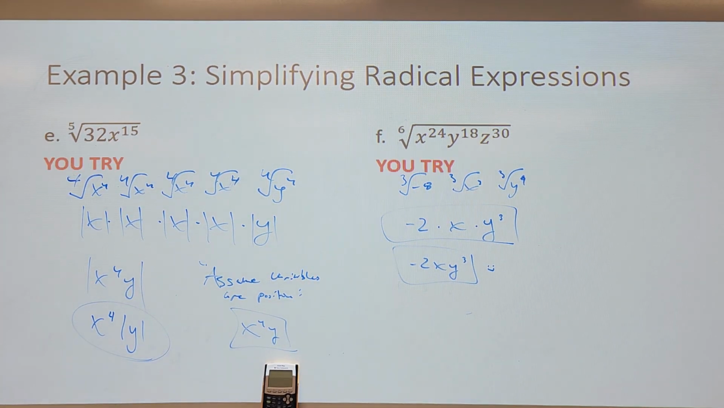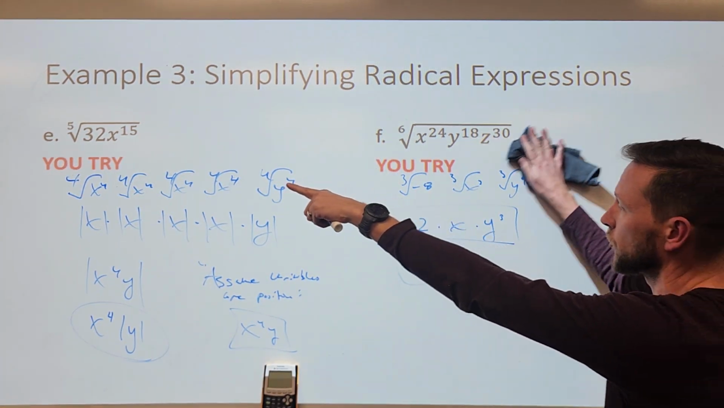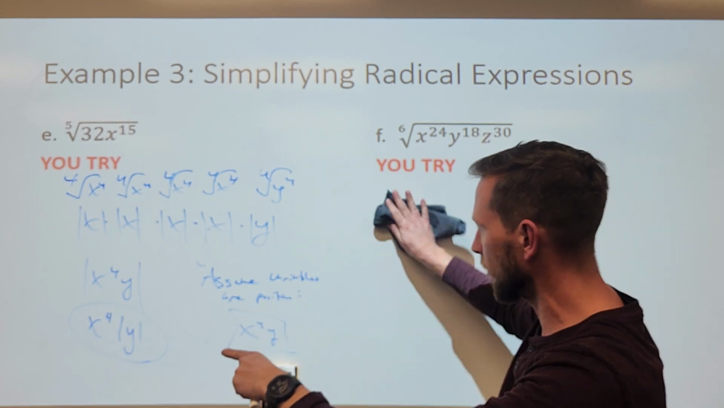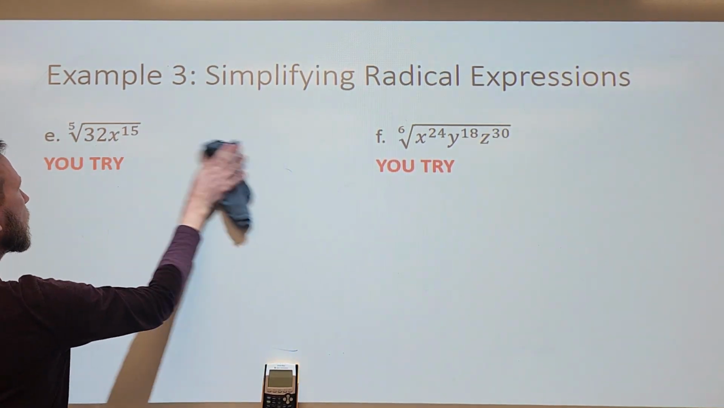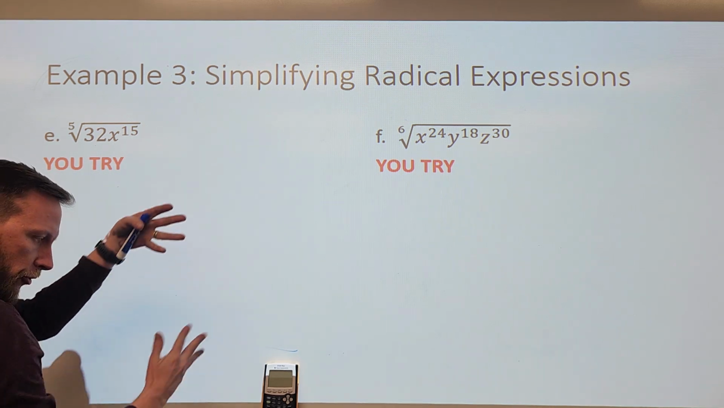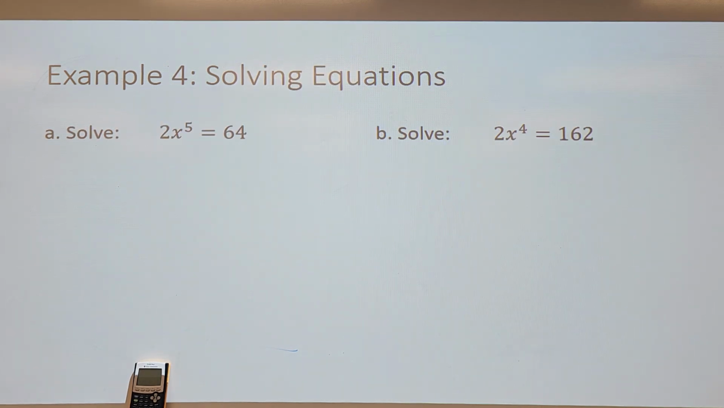I would love for you to try to do these. You might need to use your calculator to do the 5th root of 32. I think that I've already done that once, but maybe not. And then I want for you to try this one. Make sure that you include your absolute values as part of your answer, and then one where you're assuming that the variables are positive. All right, pausing if needed.